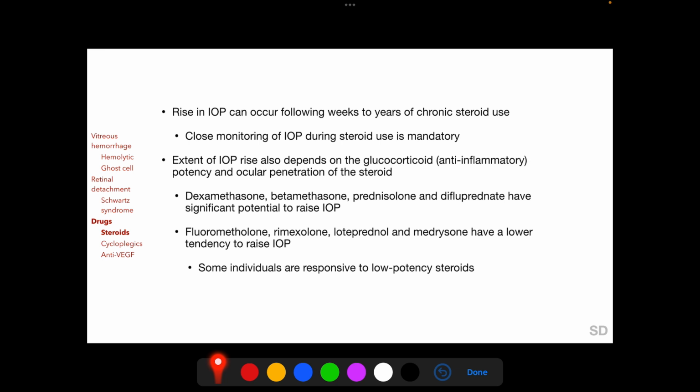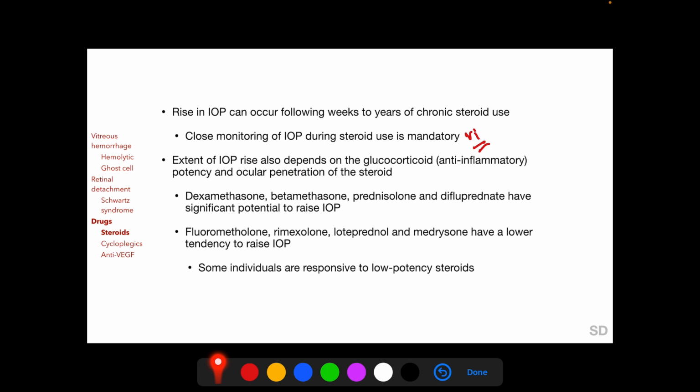Rise in intraocular pressure can occur following weeks to years of chronic steroid use, and it depends on the route of administration of the steroid and the potency of the steroid. So close monitoring of intraocular pressure during steroid use is mandatory, and this is very important to remember. The extent of intraocular pressure rise also depends on the anti-inflammatory potency of the steroid and also the ocular penetration capability of the steroid preparation.